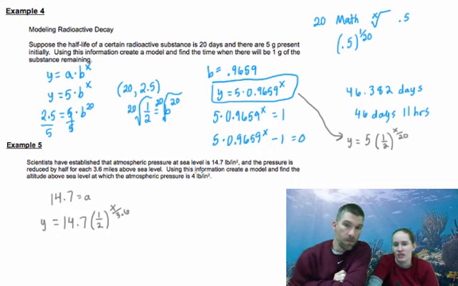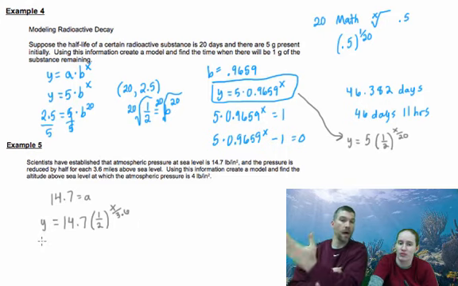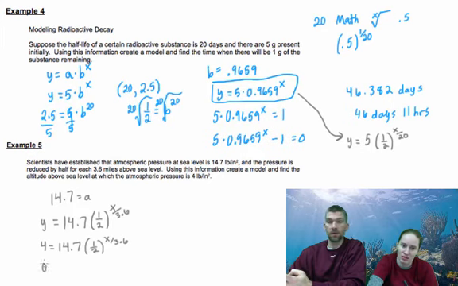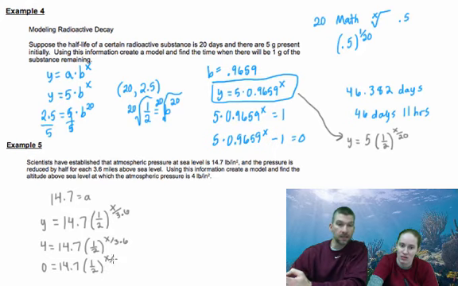So you need to use this information to create a model and find the altitude above sea level at which the atmospheric pressure is 4 pounds per inches squared. So that's the Y part then, 4 here. So let's solve this. We'd get everything on one side and graph it to see where it goes through the x-axis. So minus 4.